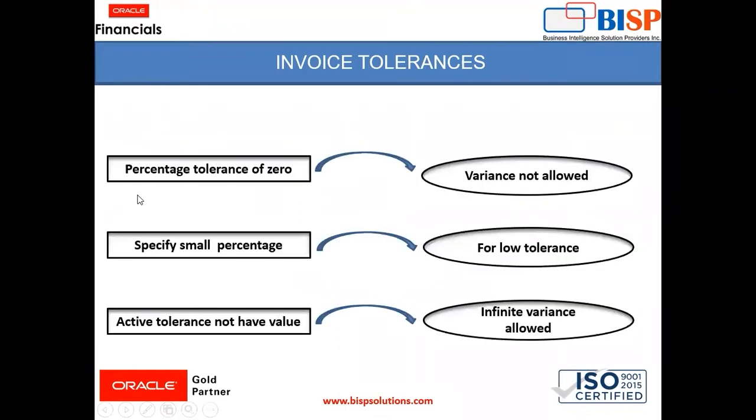Now, if you set a percentage tolerance of 0, then there will be no variances allowed at all. If you specify some small percentage as a tolerance, then only low variance is allowed. And if an activated tolerance has no value, then infinite variance will be allowed. So it depends upon the tolerance level you set how much percentage of variance will be allowed or not allowed.